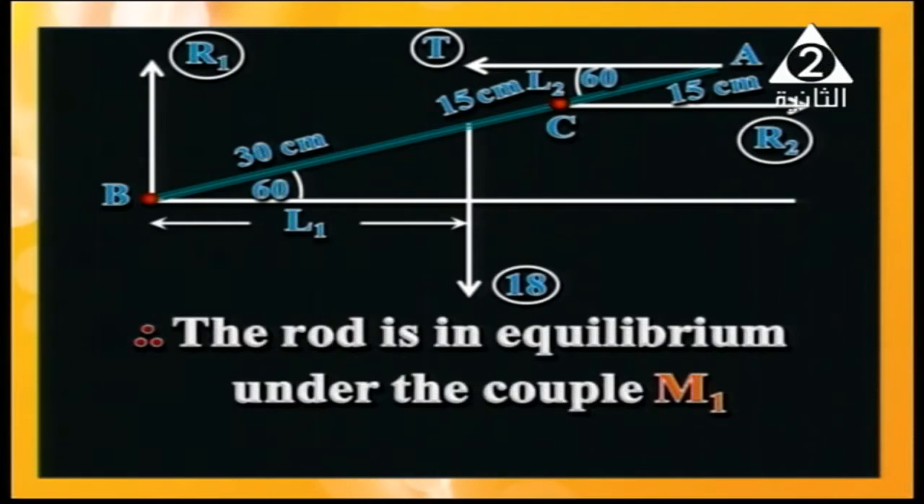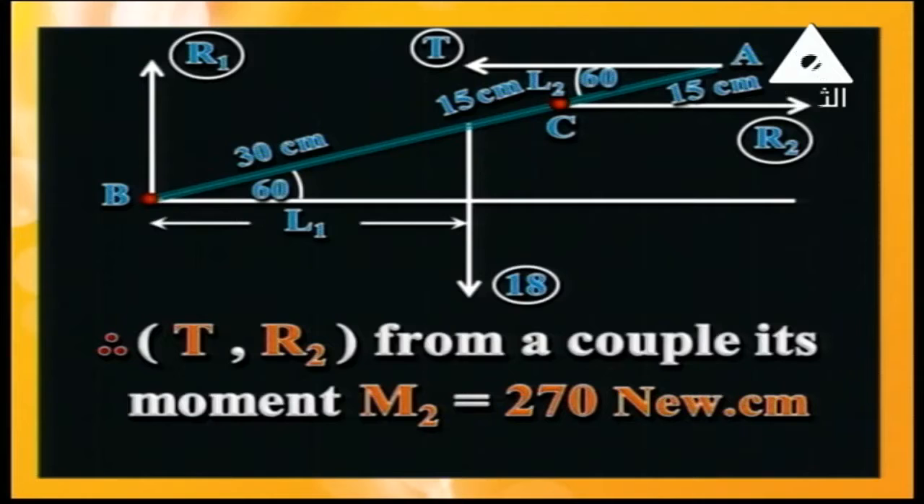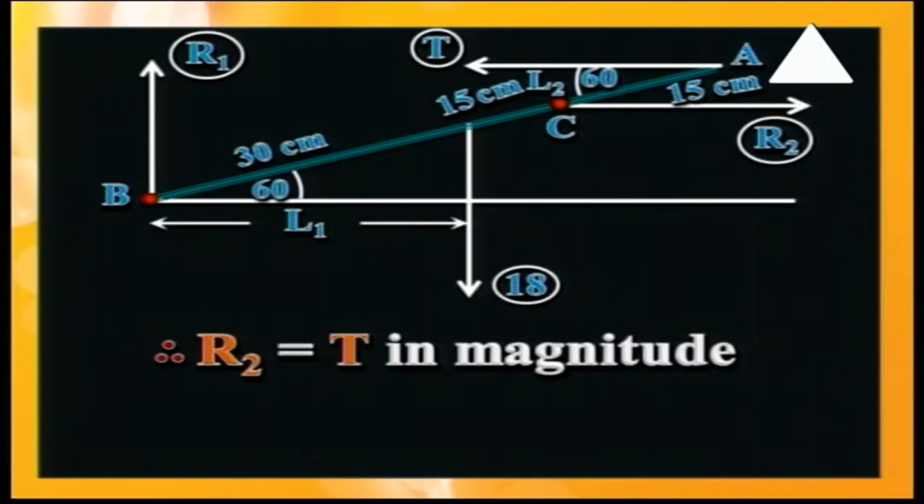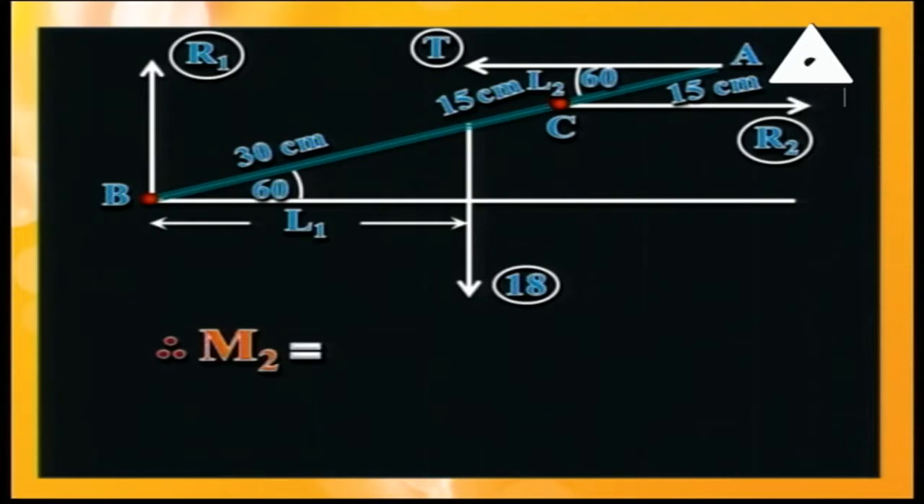Therefore, the rod is in equilibrium under the couple M1 and the two forces T and R2. The two forces T and R2 also form a couple. Its moment equals 270 Newton centimeter. Therefore, R2 equals T in magnitude and opposite in direction. Therefore, the moment of the couple equals T times L1.